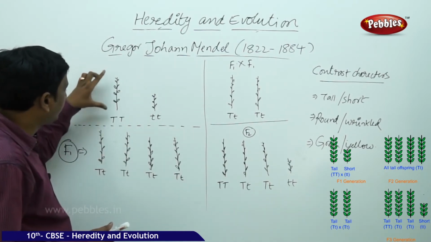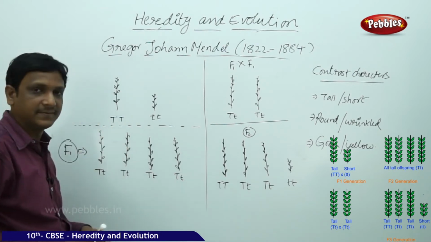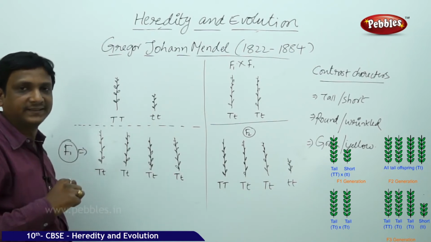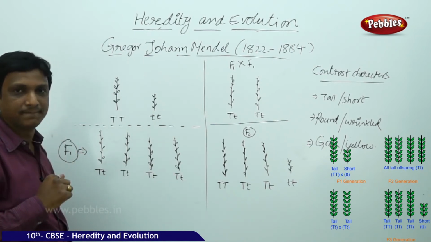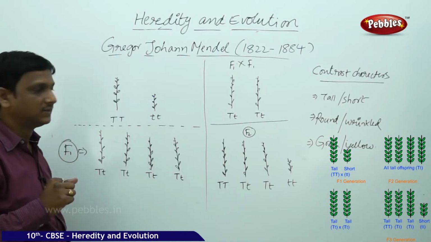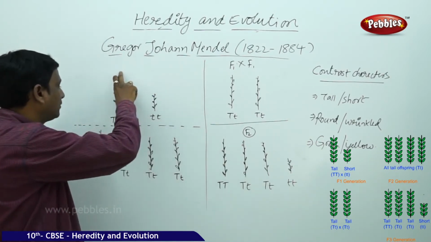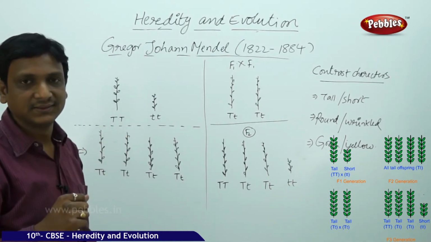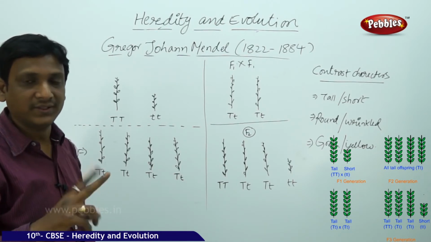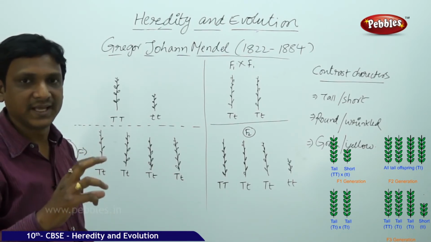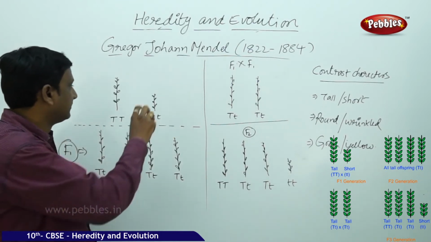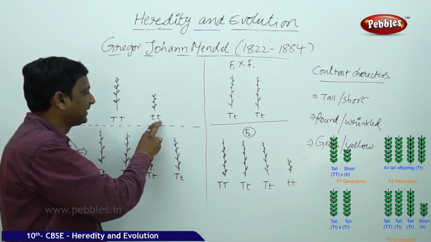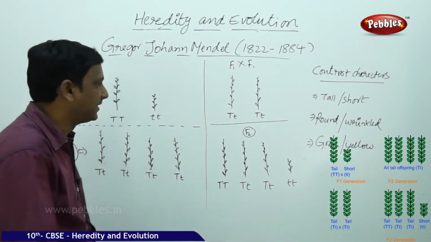The tall pea plant has capital T. I told you before that every character, every trait is expressed by two genes. One is dominant, one is recessive. So in this case, in the tall plant, both the genes are expressing tallness, TT. Both the genes are expressing the same character, tallness. Whereas the other plant has a pair of genes for the character, small t. So that is why it is short.